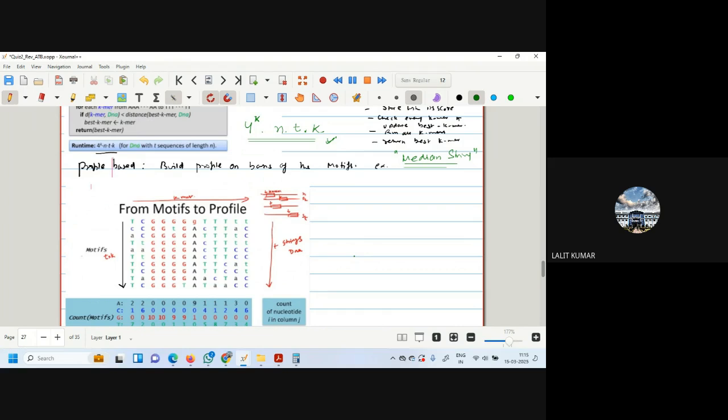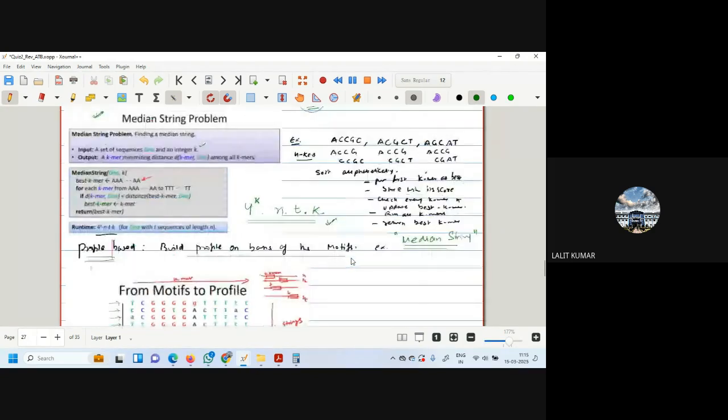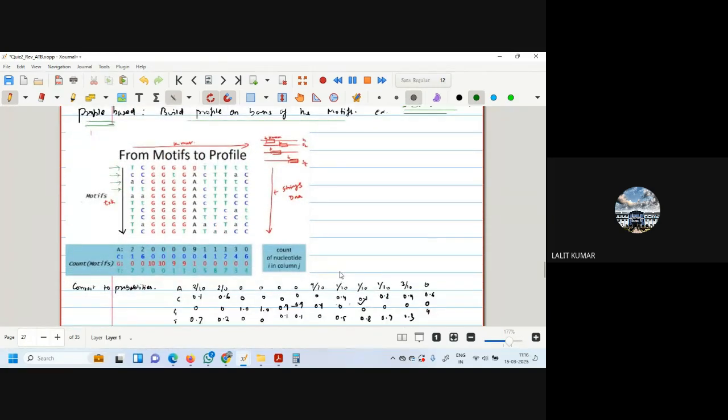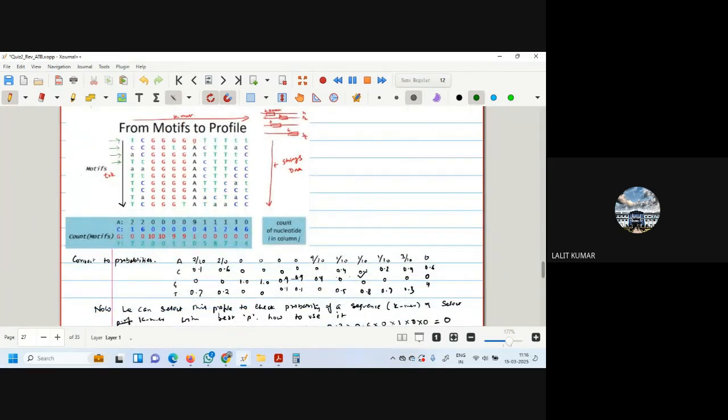Now we come to the third concept: profile-based checking. We build a profile on the basis of the motifs. This is a motif, and all of these are one k-mer from each sequence. In the consensus, we were taking the highest frequency. Here we don't do this. We count, for every column, how many times A is occurring, how many times C, how many times G, and how many times T. From here, we build this profile.